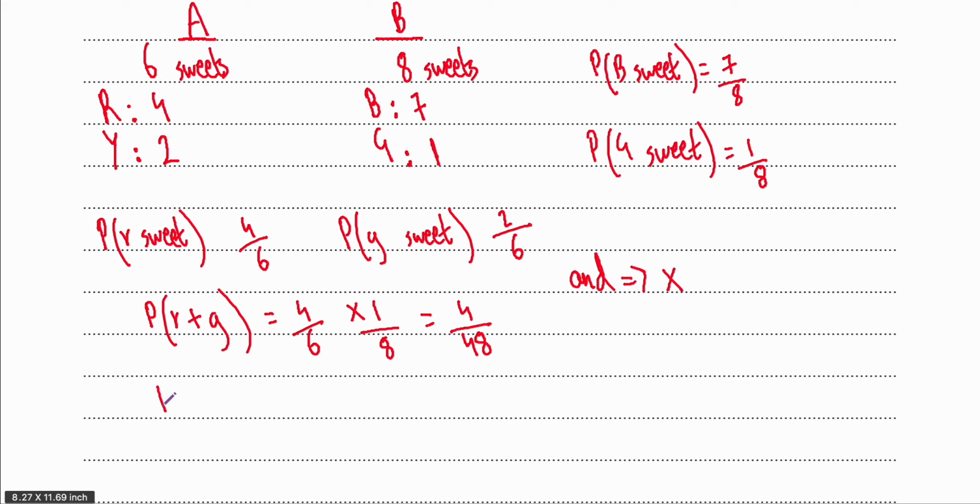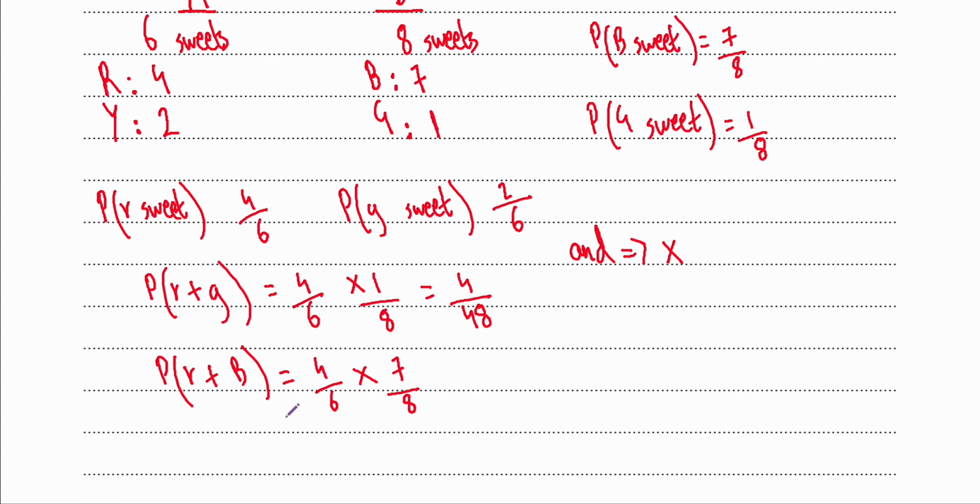What if I asked you what's the probability of picking a red and a blue sweet? Well, that's going to be 4/6, and now you multiply by 7/8. Because the probability of blue is 7/8, and you're doing "and," so you multiply. And that is equal to 28/48. Okay, so far so good.